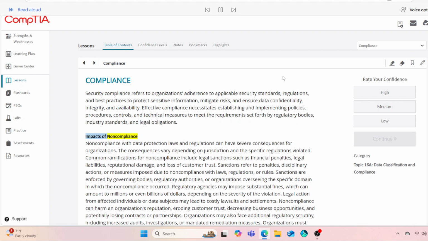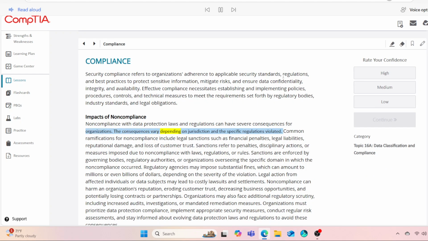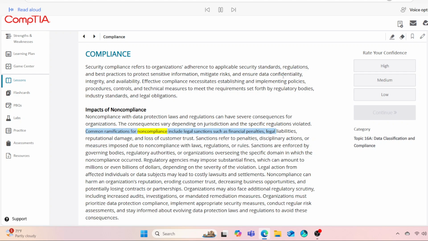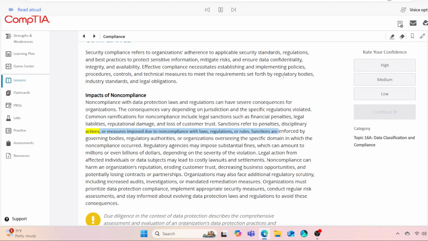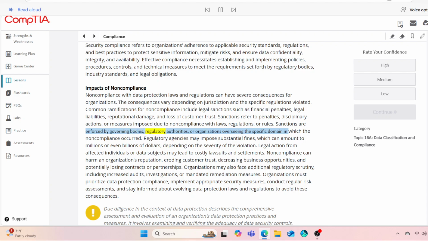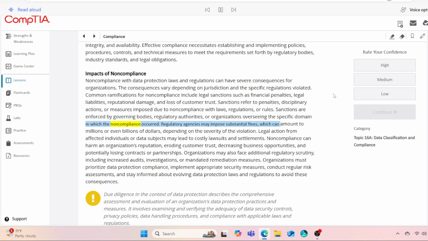Impacts of noncompliance. Noncompliance with data protection laws and regulations can have severe consequences for organizations. The consequences vary depending on jurisdiction and the specific regulations violated. Common ramifications for noncompliance include legal sanctions such as financial penalties, legal liabilities, reputational damage, and loss of customer trust. Sanctions refer to penalties, disciplinary actions, or measures imposed due to noncompliance with laws, regulations, or rules. Sanctions are enforced by governing bodies, regulatory authorities, or organizations overseeing the specific domain in which the noncompliance occurred.